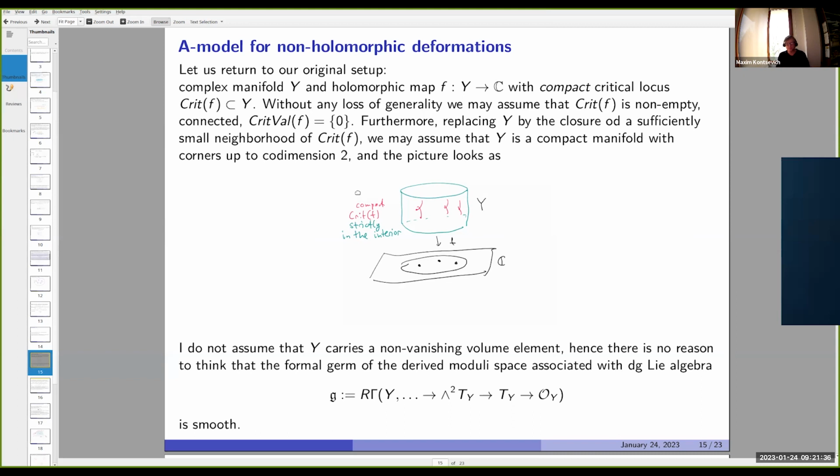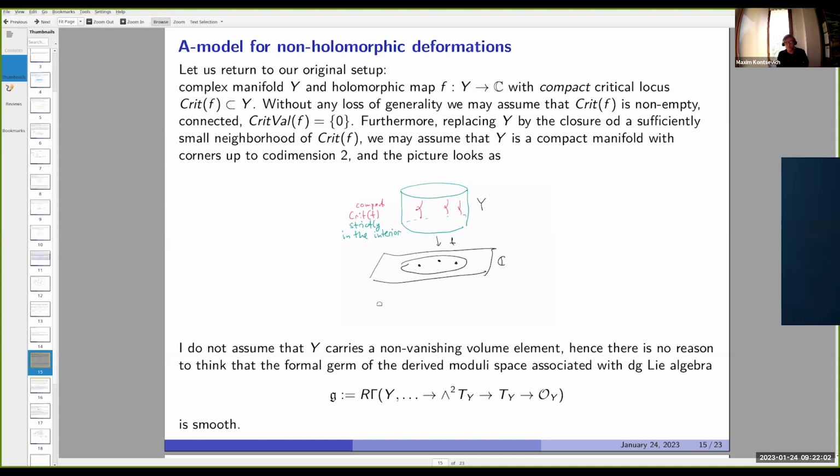So we get something like a cylinder. We get a piece of it projected to a disk and projected to a manifold on the boundary, and the preimage will be a manifold with corners up to codimension 2. And this critical locus should be some compact part. So this picture is not really adequate. I should imagine just one connected component of the critical locus projected to one point.